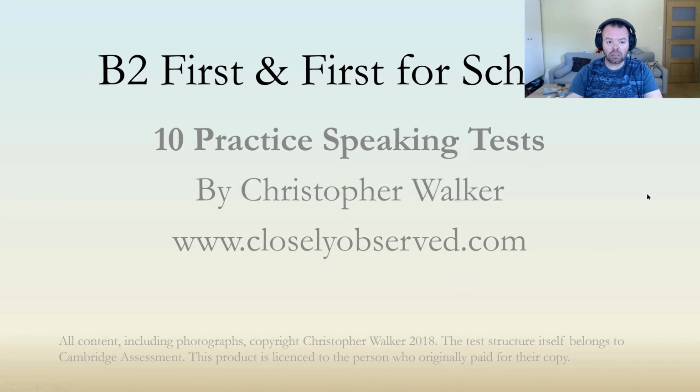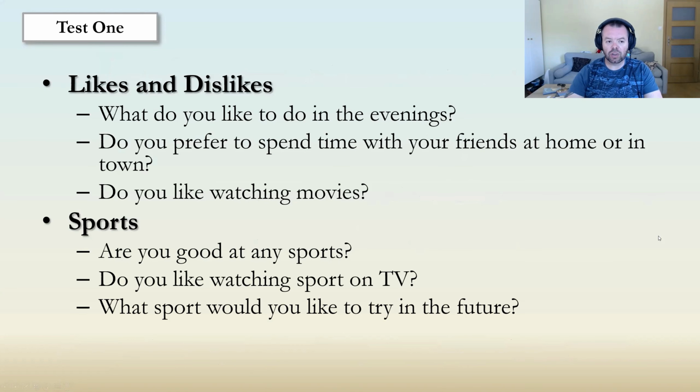The first part of the B2 First for Schools is what we call the icebreaker. And here are some example questions. Now this part of the test lasts about 2 minutes. So generally what would happen is the interlocutor would ask a question to candidate A, then to B, maybe B again, and then A, and then they're done.